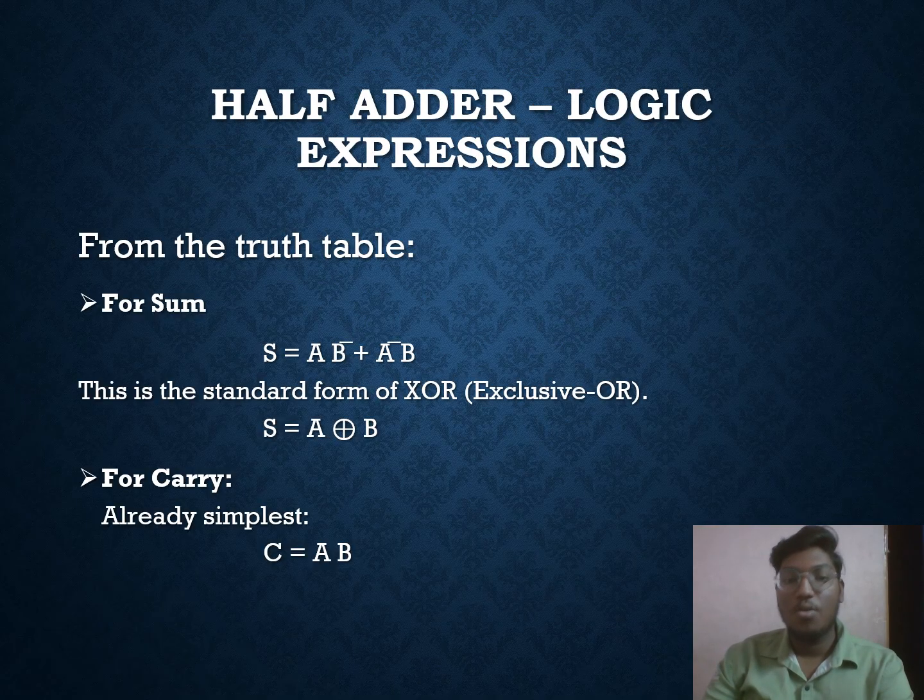From the above truth table, we can conclude that the sum expression is A B bar plus A bar B. As we see, this is the standard form of the XOR operation, right? So we can simply represent this as A XOR B. Similarly, from the truth table, we conclude that carry is expressed as C equal to A AND B. We can simply represent the carry with an AND gate and the sum with an XOR gate.